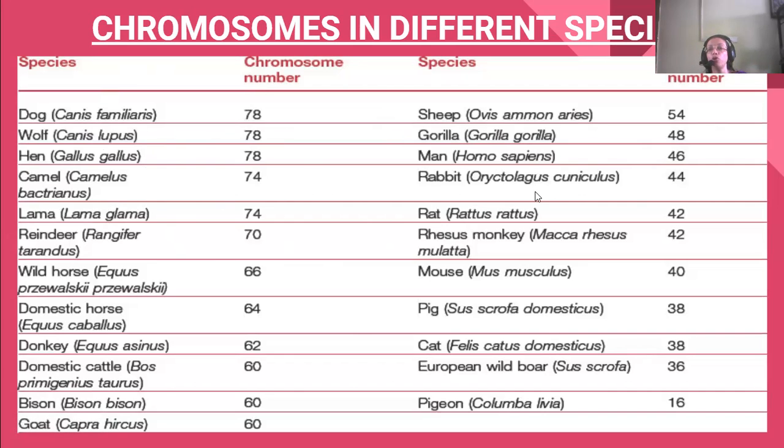Then camel 74, rabbit 44, llama has 74, rat has 42, reindeer 70, rhesus monkey has 42, wild horse 66, mouse has 40, domestic horse 64, pigs have 38, donkey 62, and the normal cat we see, Felis catus domesticus, has 38 chromosomes. Domestic cattle 60, European wild boar 36, bison 60, pigeon 16, goat 60. So you can see that species to species, the number of chromosomes varies.